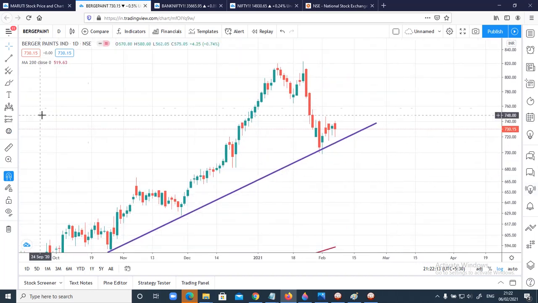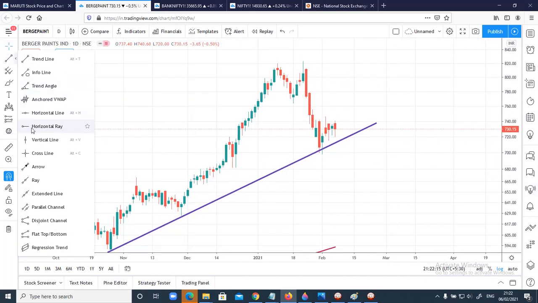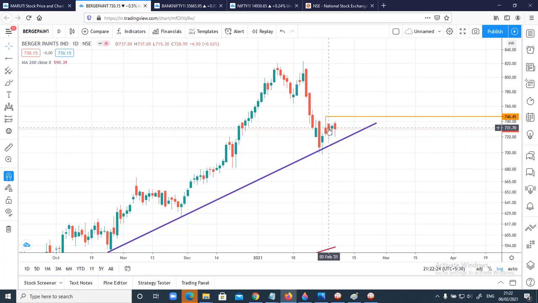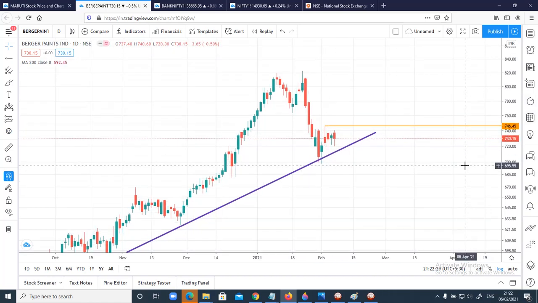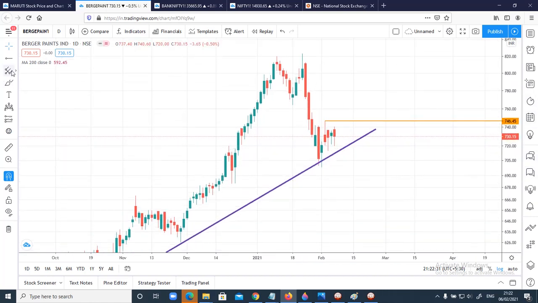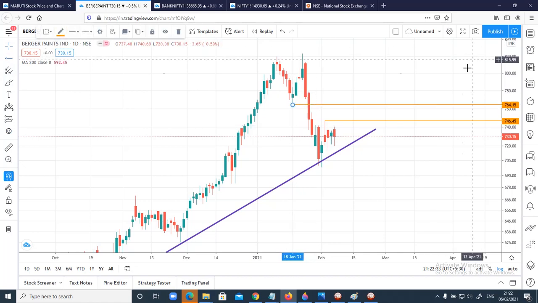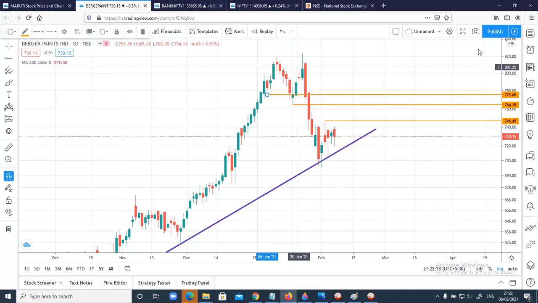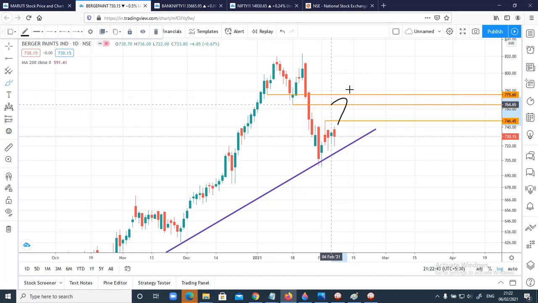So here, this will be a key point which I am going to mark, this level, because after bouncing from this, it has come down, though it has not broken this level. All these 3 days it has traded below this level. So in case it breaks 746.45, we can expect levels of 764 and 775 on the upside.